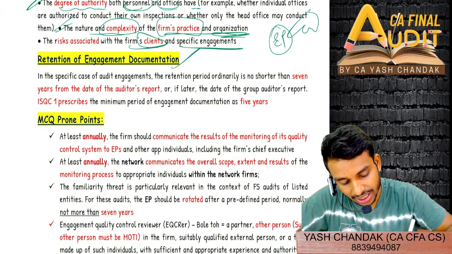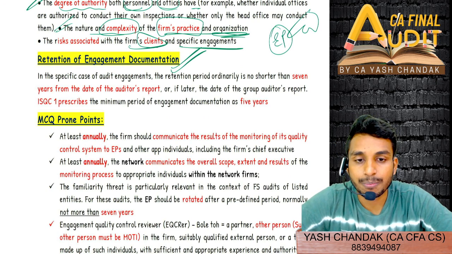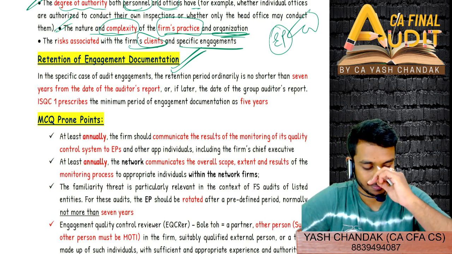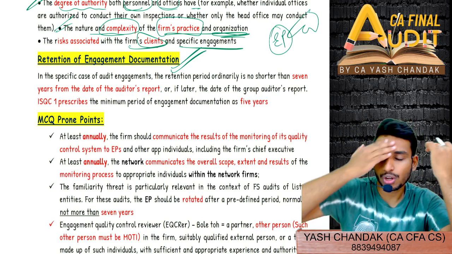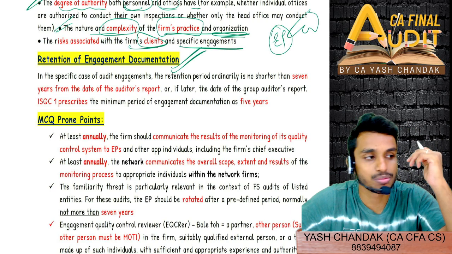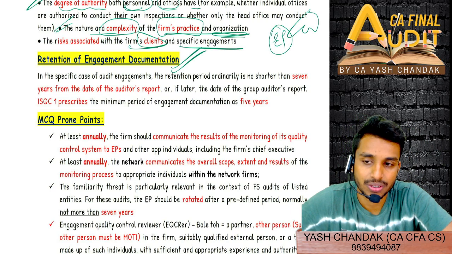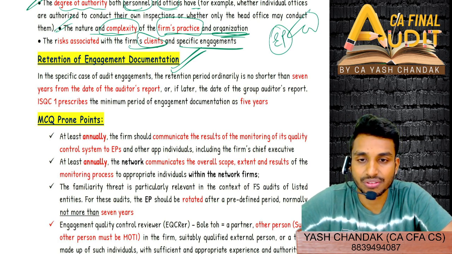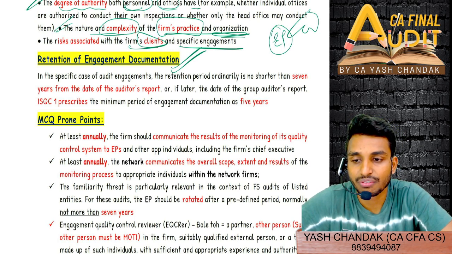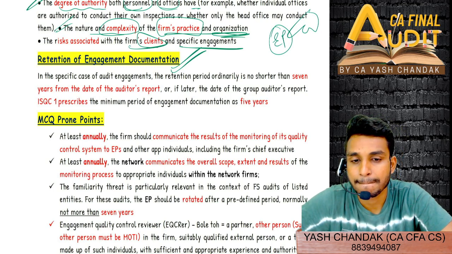Now this you might be already aware about. For how many years are we supposed to keep with us the audit documentation? We cannot dispose of it. Do you remember? So 7 years. Seven years from the date of financial statement, or from the date of audit report? The date of audit report.